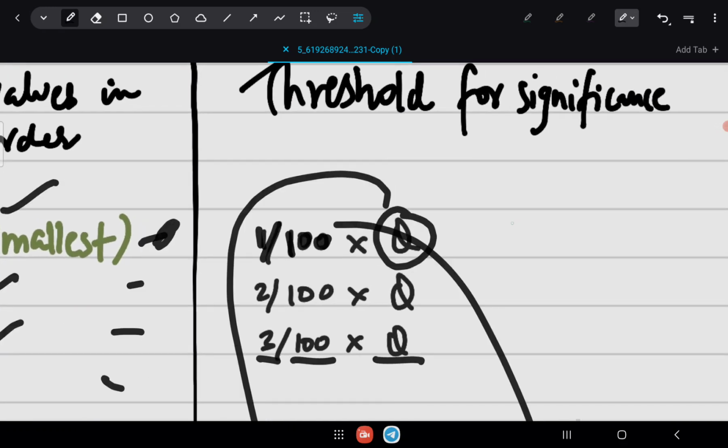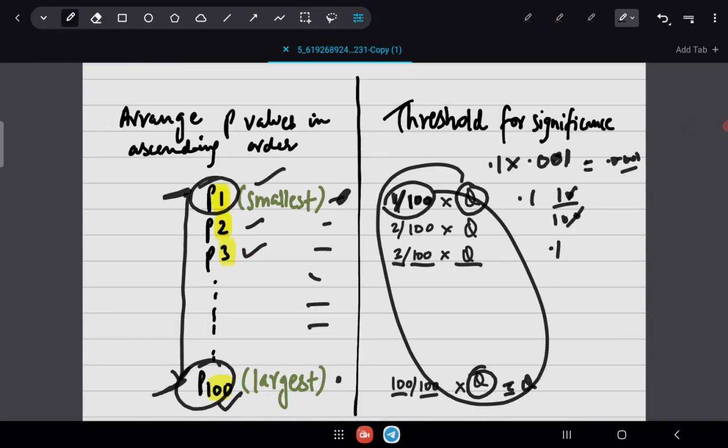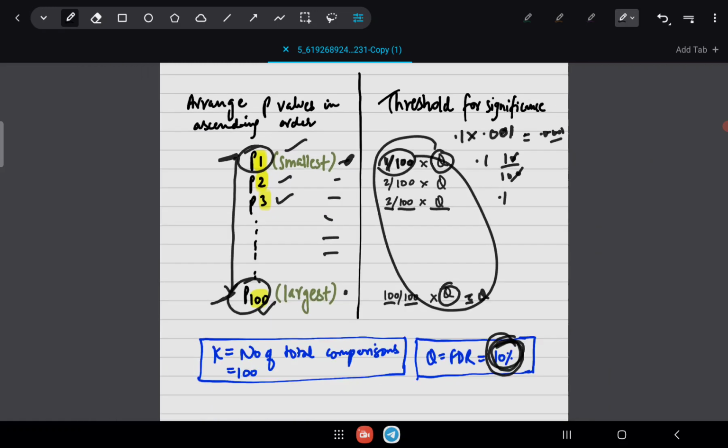So the threshold for the first will be 10%, which means 0.1, so 0.1 into 0.01, right? It will be 0.1 into 0.01 because 1 by 100 is 0.01. So that will be 0.001. So this will be the threshold for the first. Like that you will calculate the threshold for each of these comparisons.